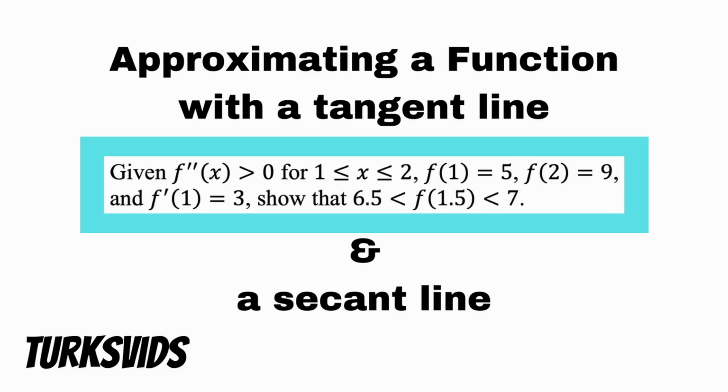In this video, we're going to solve this problem. Given f double prime is greater than 0 for all x between 1 and 2, f of 1 is 5, f of 2 is 9, and f prime of 1 is 3, show that 6.5 is less than f of 1.5 is less than 7. I think this is kind of a straightforward problem, but let's take a look.